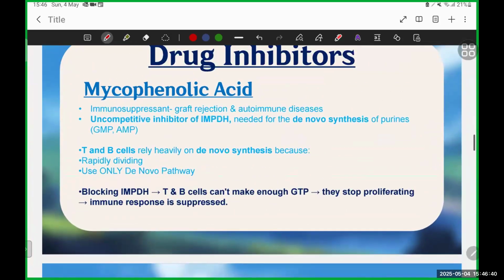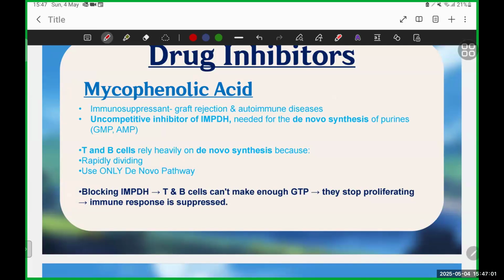So this is used as an immunosuppressant because the T and B cells of our immune system rely heavily on de novo synthesis. We have two types of pathways, de novo and salvage, right? T and B cells only rely on de novo synthesis.